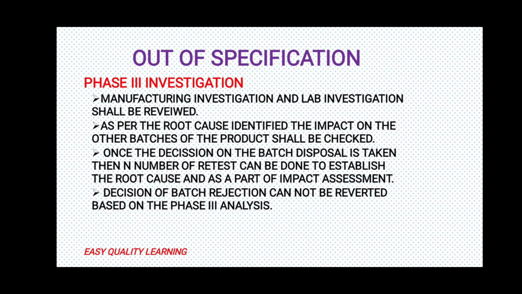So in Phase 3, what needs to be done? Manufacturing investigation and lab investigation shall be reviewed. As per the root cause identified, the impact on the other batches of the product shall be checked. Once the decision on the batch disposition is taken, then n number of retests can be done to establish the root cause and as a part of impact assessment. So that is what we have discussed just now.